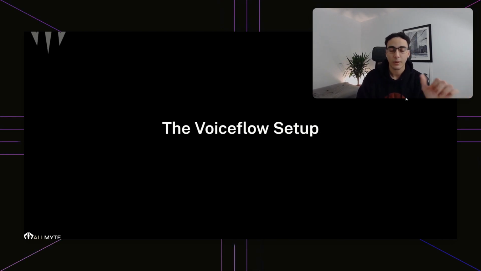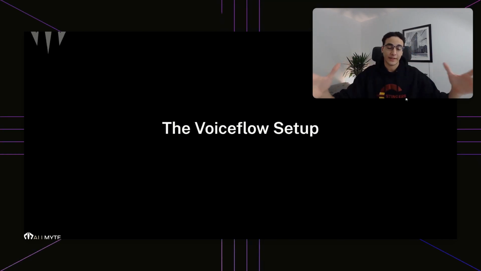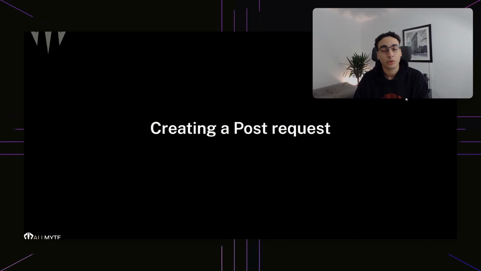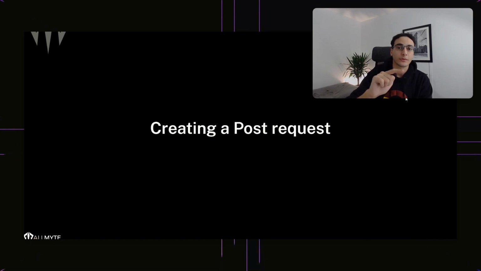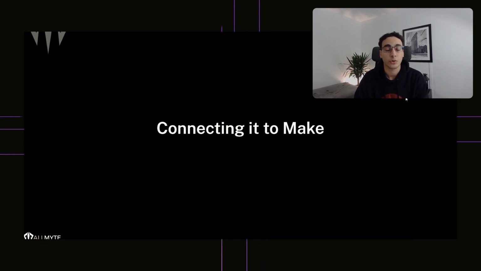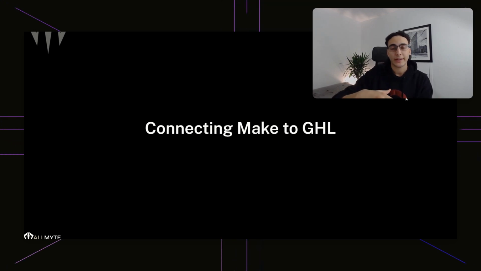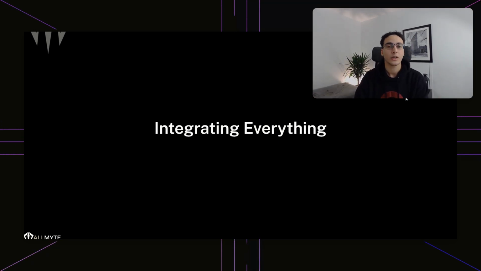First one, the Voiceflow setup. I'm going to dive into Voiceflow, how to actually set it up so that you can easily get information over to GoHighLevel. Then we're going to create a post request, which is going to connect Voiceflow to Make. Then I'm going to show you how to actually set up Make, which is the automation system similar to Zapier. After that, we're going to connect Make to GoHighLevel. And then we're going to basically put a nice little ribbon on it and connect everything together. And we'll test it. Let's get into it.